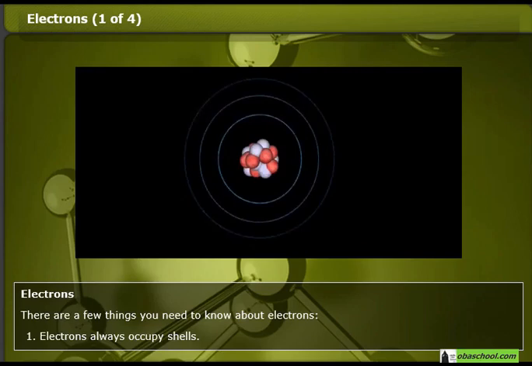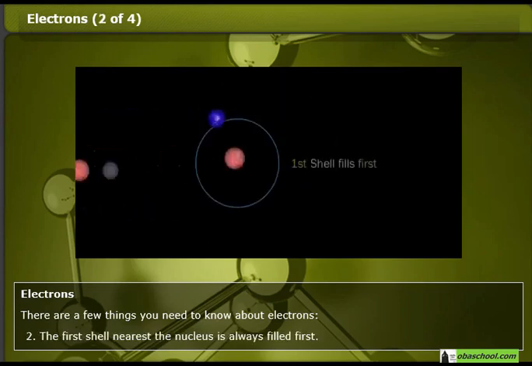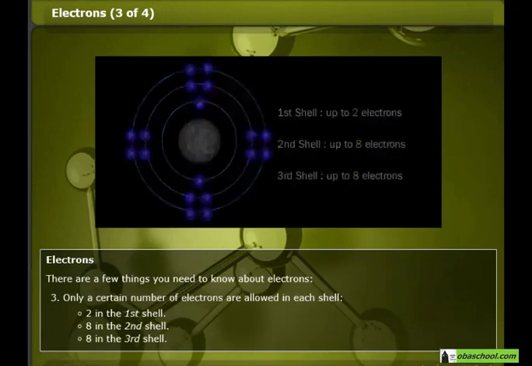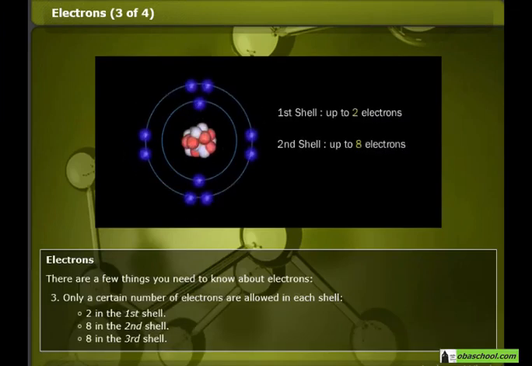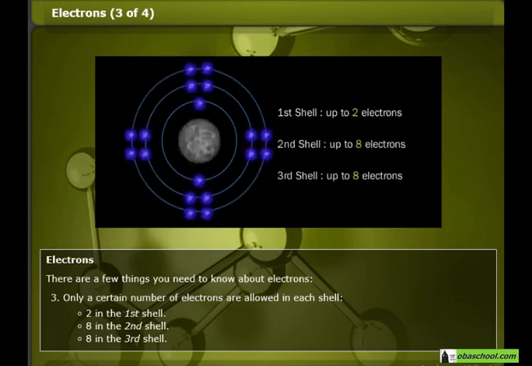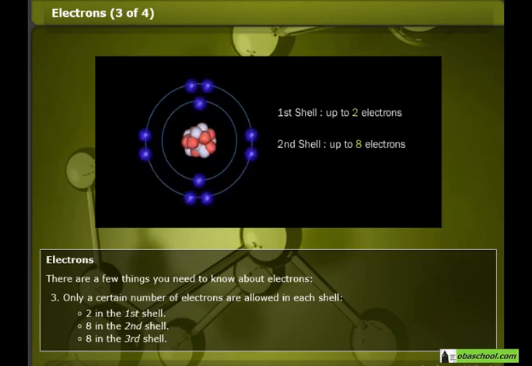There are a few things you need to know about electrons. 1. Electrons always occupy shells. 2. The first shell nearest the nucleus is always filled first. 3. Only a certain number of electrons are allowed in each shell. 2 in the first shell, 8 in the second shell, 8 in the third shell.